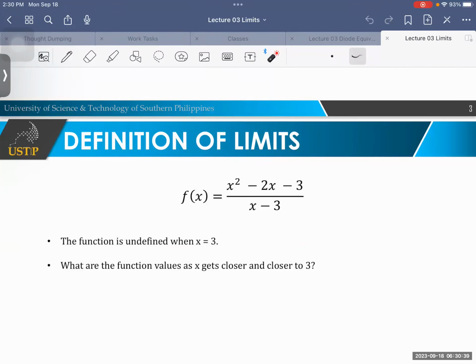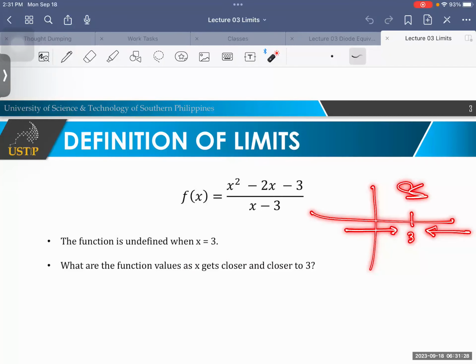The question now is, what is the value of the function when x gets closer and closer to 3? We should be able to figure out what that value is if we look at the number line, the domain of your x. What is the value when x approaches 3? So we will analyze the value of our function from the left and the right of your domain as it approaches the value of 3.